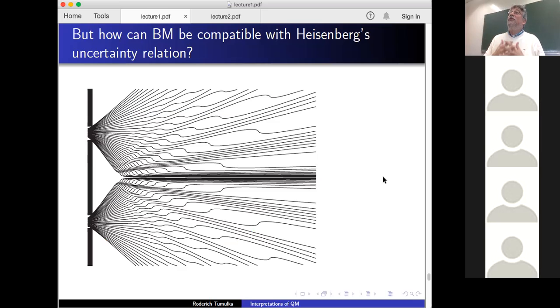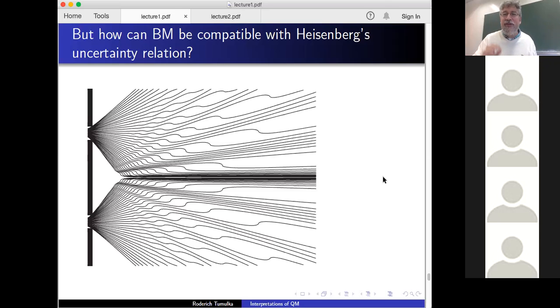Now, there are perhaps several things that you may find surprising about that. For example, what about Heisenberg's uncertainty relation? Didn't you think that you can't have trajectories because of uncertainty? For example, if you have a trajectory, then you have a definite position. So the position uncertainty is 0, and then the momentum uncertainty is infinite. But in Bohmian mechanics, you have a definite position and a definite velocity at the same time. So isn't that in contradiction with Heisenberg's uncertainty relation? The answer is no, it's not.